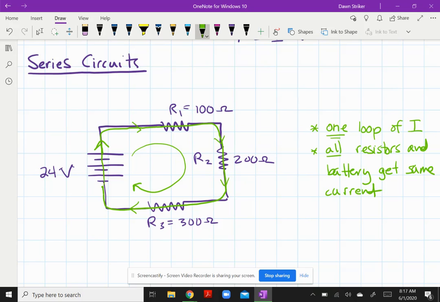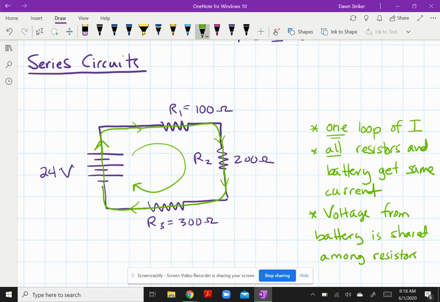The thing that's different for each resistor in a series circuit is the voltage. And so the battery provides 24 volts, but the voltage from the battery is shared among the 3 resistors.